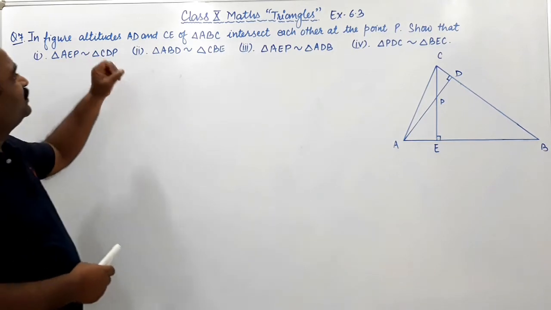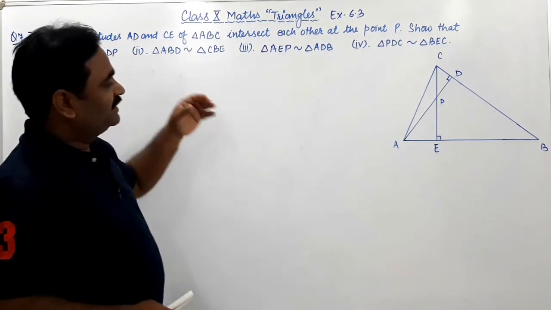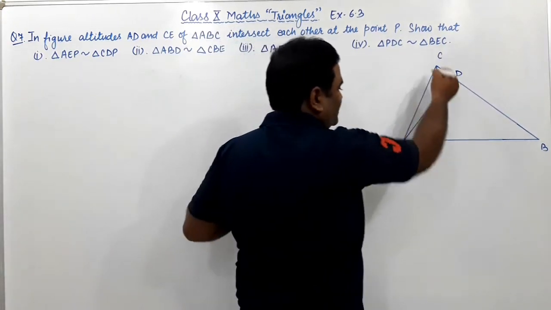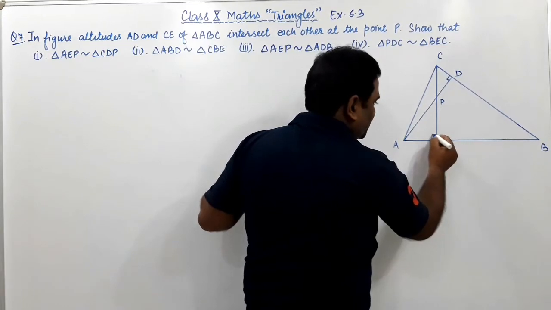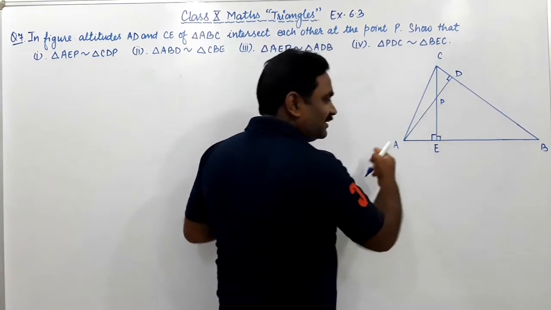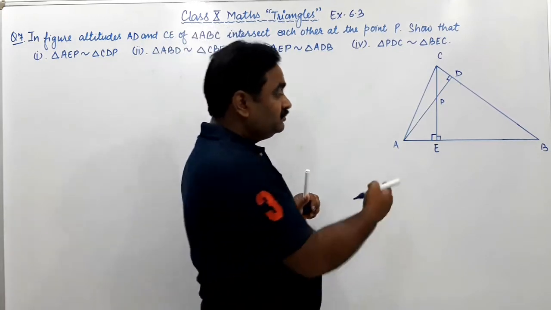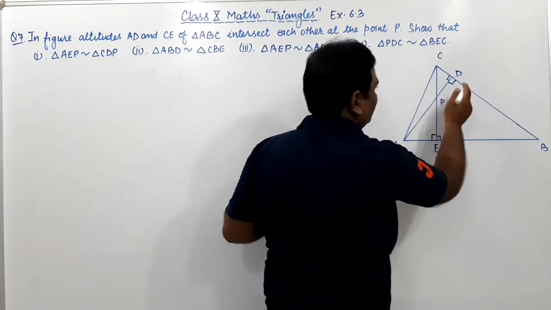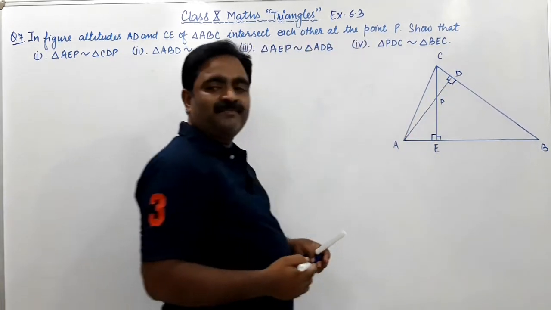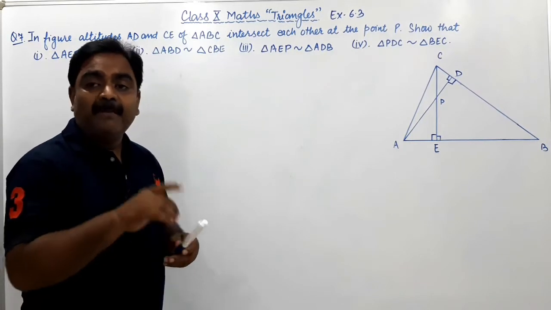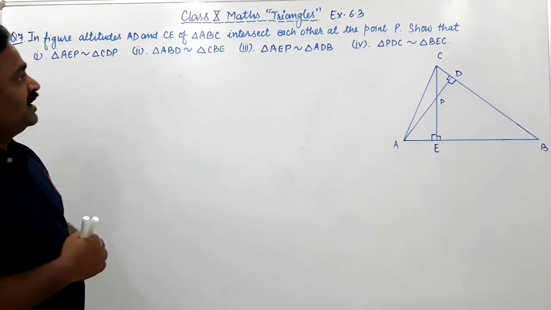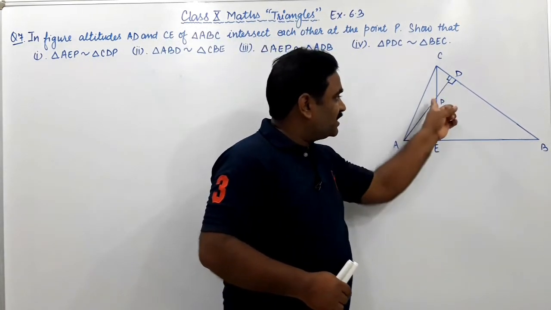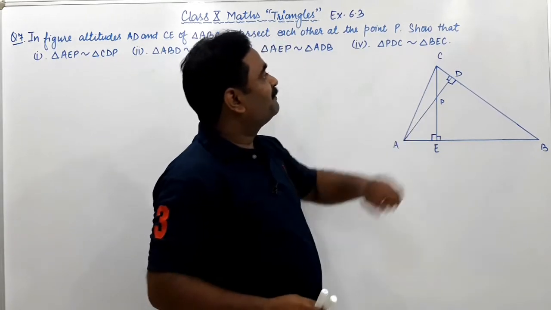In the figure, altitudes AD and CE, these are the altitudes, meaning they make a 90-degree angle. Altitude means this line CE is perpendicular on AB, so it makes a 90-degree angle on this side and that side also. And AD is the altitude on BC, so it gives 90 degrees on this side and that side also. These are called perpendicular lines or altitudes of triangle ABC, and they intersect each other at point P.